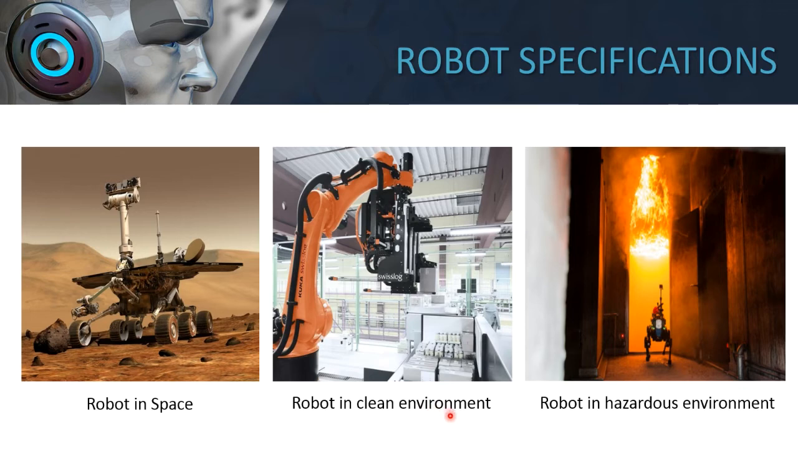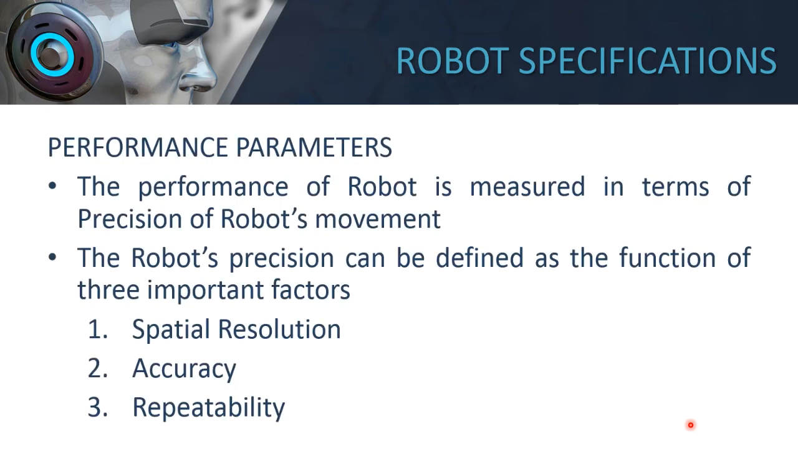And then robot in clean environment. I told you, when a robot is installed in a CNC work environment, generally you should maintain a clean environment. And then robot in hazardous environment, for instance firefighting robots: when a building has caught fire, if it has to save somebody, then a robot can be put into that environment and made to work accordingly. So these are certain environments where you can install a robot. Performance parameters, one of the important specifications of a robot that you need to understand, is performance parameters.